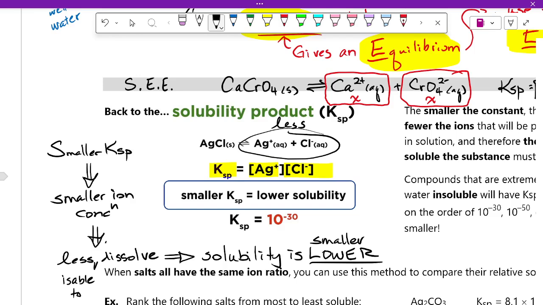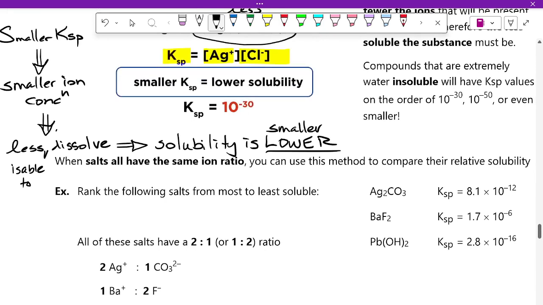Now, because they're squared terms, if you've got a 2-to-1 ratio and things like that, we can only really truly compare KSP values if we have the same ion ratio. So if we are looking at compounds where the salts all have the same ion ratio, you can use this method to compare their relative solubility.